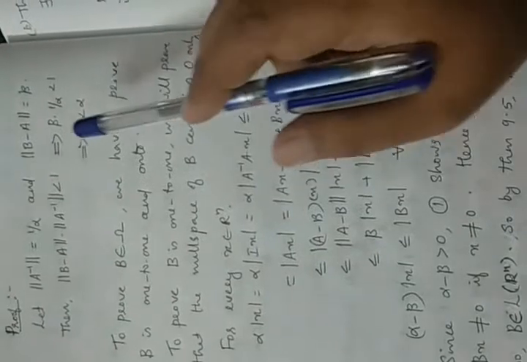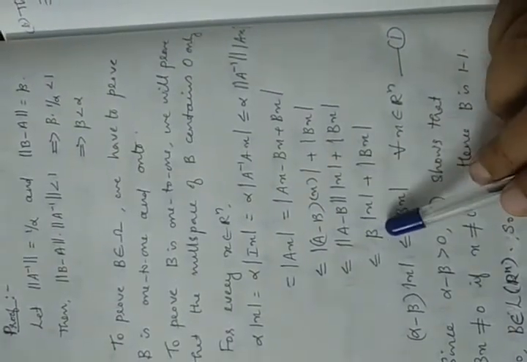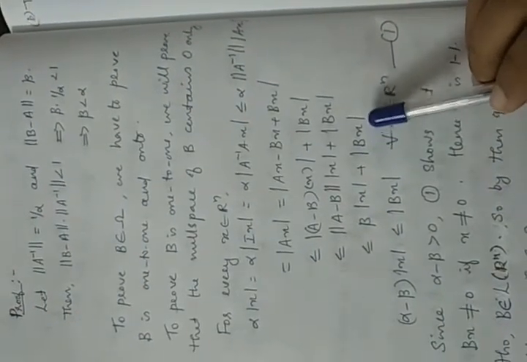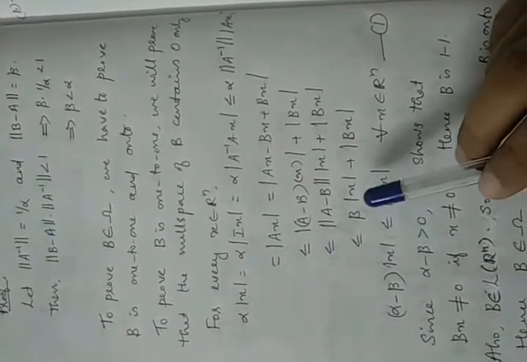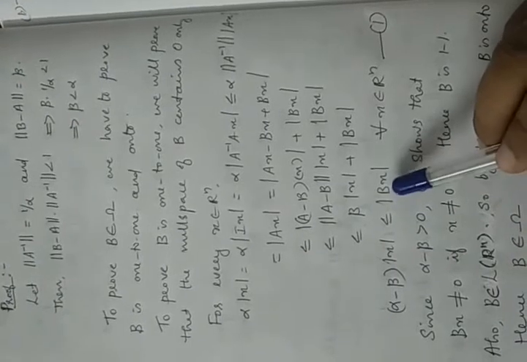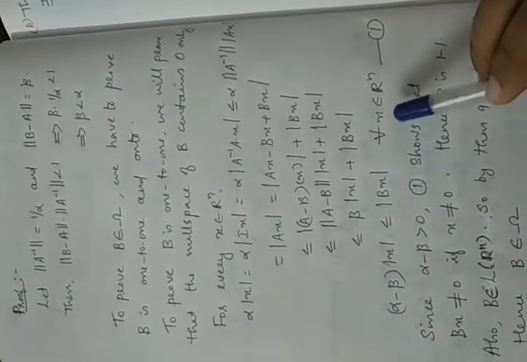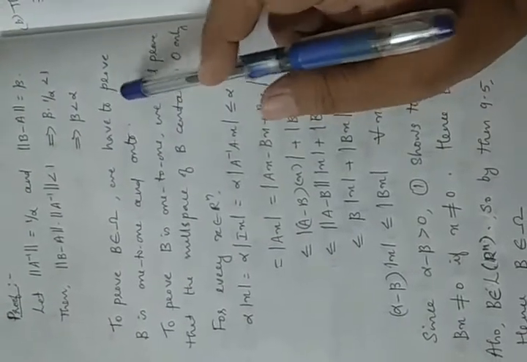And we have norm of B minus A is equal to beta, and norm of B minus A is the same as norm of A minus B. So this is beta into mod x plus modulus of Bx. So we proved that alpha into mod x is less than or equal to beta into mod x plus modulus of Bx. So taking this term onto the left side, we will get alpha minus beta into mod x is less than or equal to modulus of Bx for every x belongs to R power n, and we have beta is less than alpha. So alpha minus beta is always greater than 0.